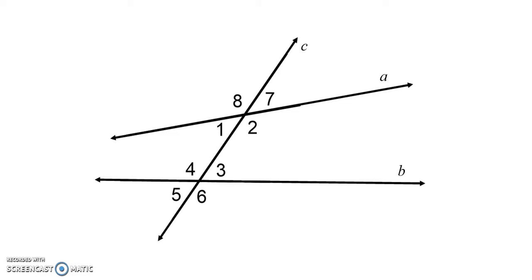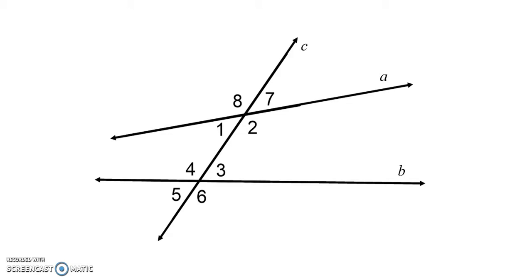We're going to look at non-parallel lines and what we call a transversal. If you take a look at this picture, there's lines A, B, and C. And what I need you to realize is line C is actually going through lines A and B. And since it's cutting through those two lines, it's creating 8 angles. That line C is what we call a transversal.